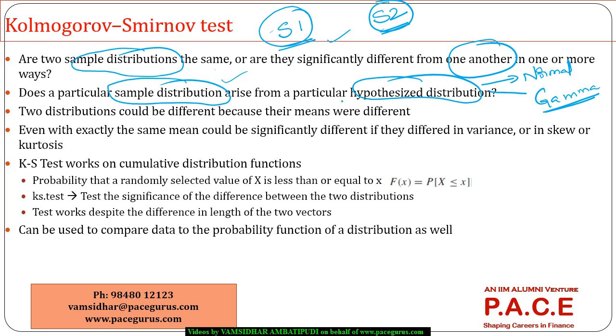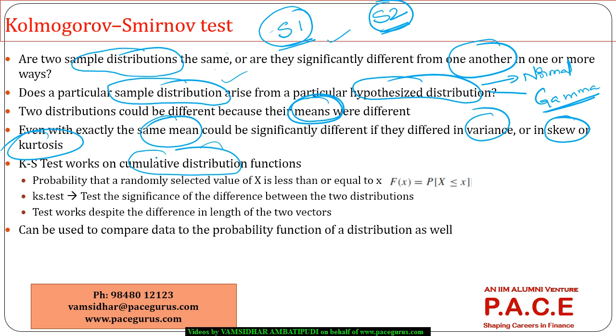Now, when we are trying to compare two different samples, it might very well be possible that their means are different, or their means could be the same but their variances could be different, or even skewness could be different, kurtosis could be different. So when I say that both of them have a similar sample distribution, I am looking at all the aspects, whether these two sets of data are similar or not.